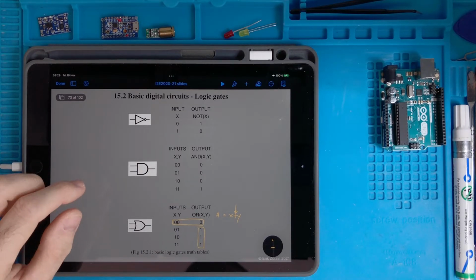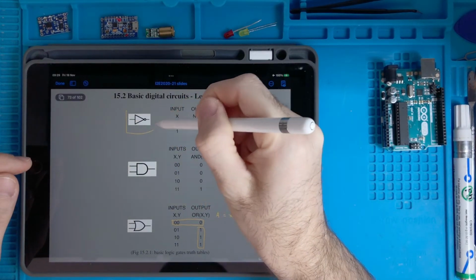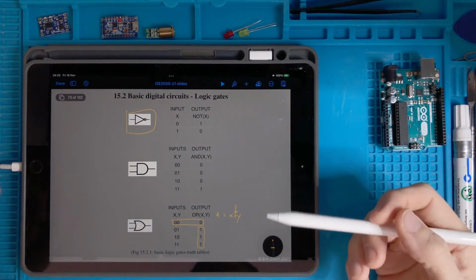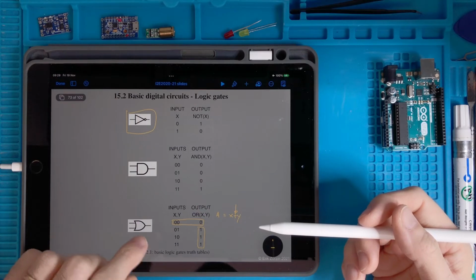Okay, so we have to understand what those things are. How can we design circuits that will produce this? The simplest one is the NOT gate, so let's start with this one.